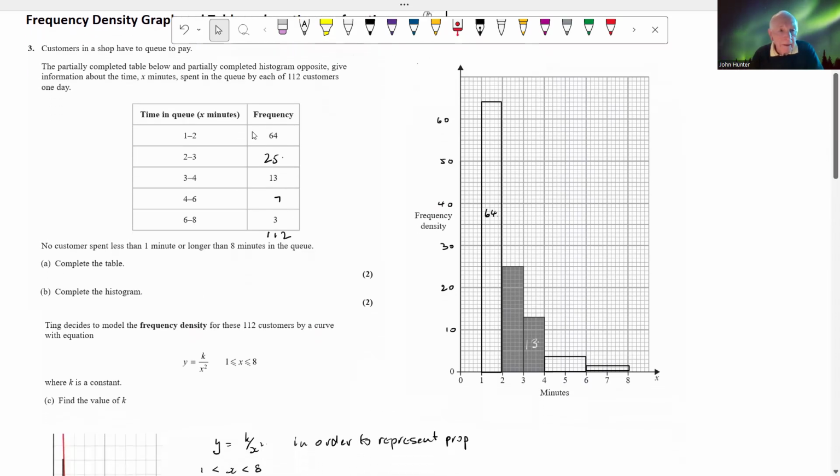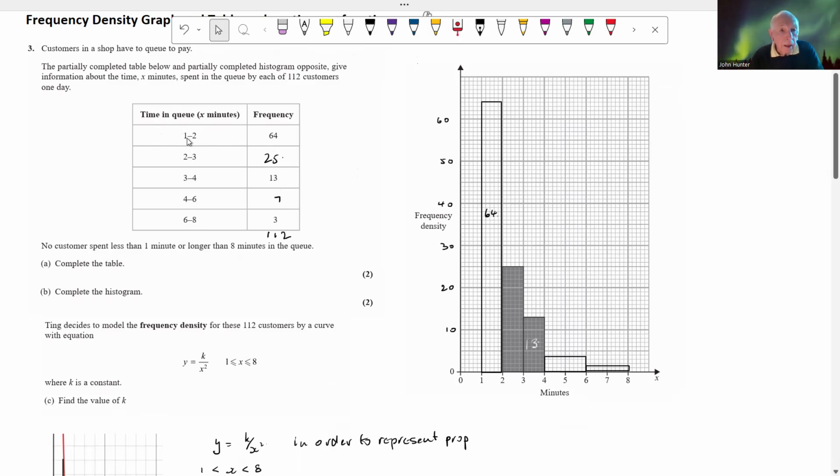So, customers in a shop have to queue to pay. The partially completed table below and partially completed histogram opposite give the information about the time, X minutes, spent in the queue by each of 112 customers one day. Obviously I've filled in the other details on this from what you can see here. But we're given these categories.